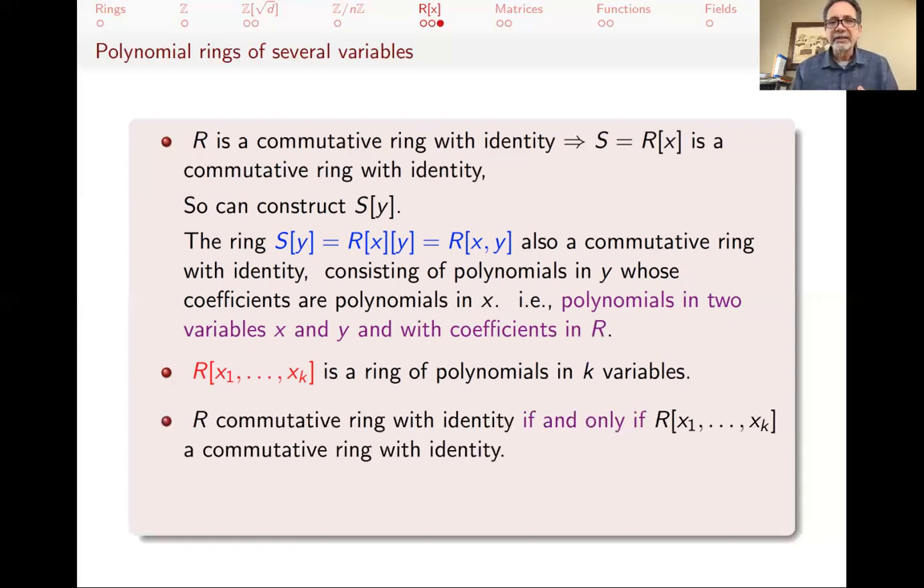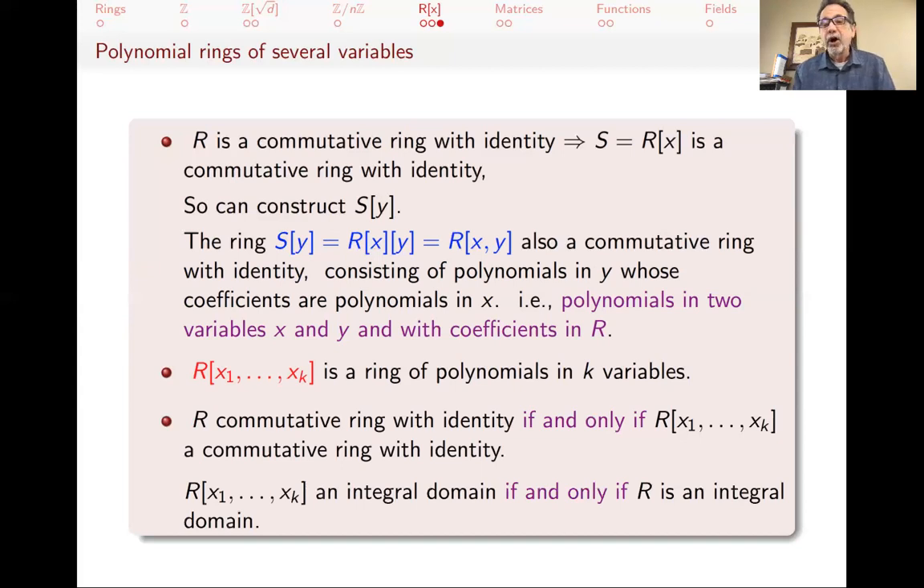Now, usually in the study of polynomials, and we will see this in detail much later, the polynomial ring reflects some of the properties of the ring of coefficients. There's a close connection between the ring of coefficients, what kind of properties it has, and the polynomial ring. For example, R is a commutative ring with identity if and only if the polynomial ring is a commutative ring with identity. And the polynomial ring is an integral domain if and only if R is an integral domain. The variables aren't going to cause you a zero divisor, but if R already has zero divisors, the polynomial ring will also have zero divisors.